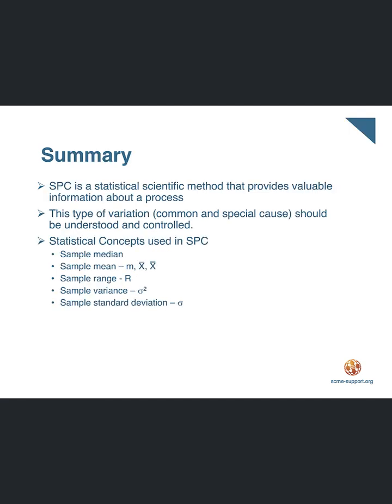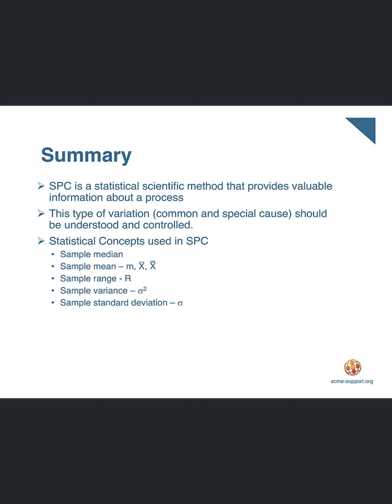Let's review. Statistical process control, SPC, is a scientific method that can provide much information about a process and how specific process parameters are varying with time. In order to produce a quality product, the amount of variation should be understood and controlled. SPC is a common set of tools used in industry to help manage this variation. Control charts help to identify variation and identify process issues before they begin to affect the product.